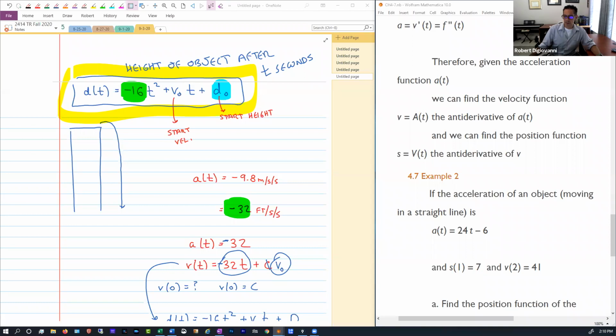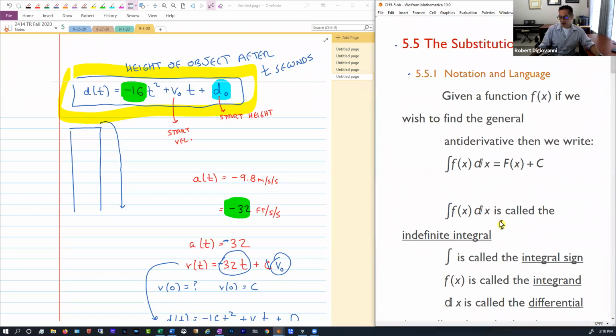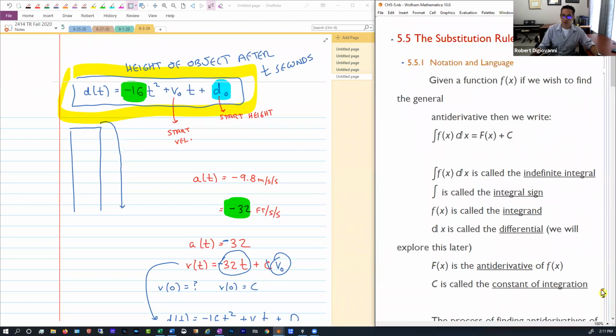So 4-7 really is about you taking the time to get comfortable with the power rule. That's really what it's about. And just getting faster with those fractions and being able to do that quickly.